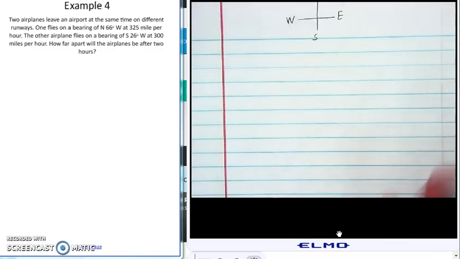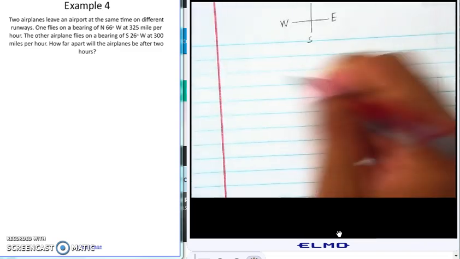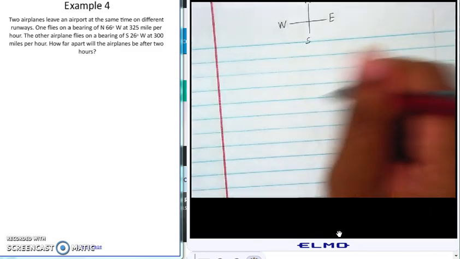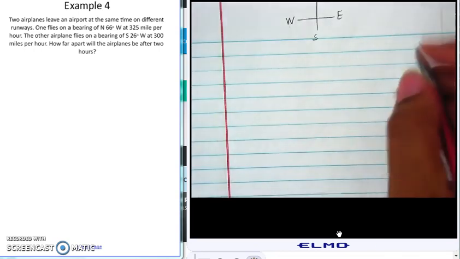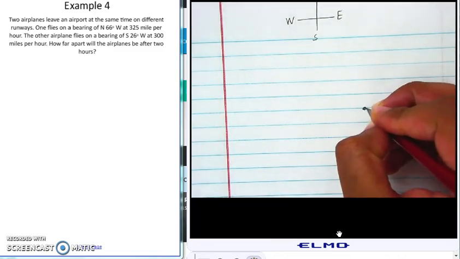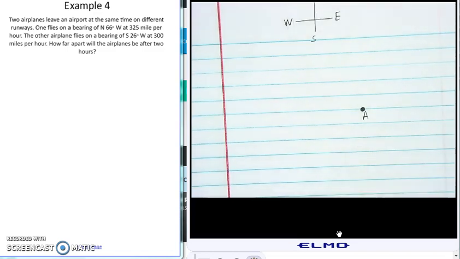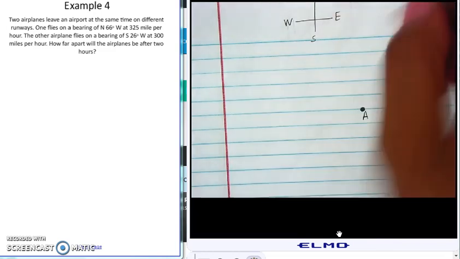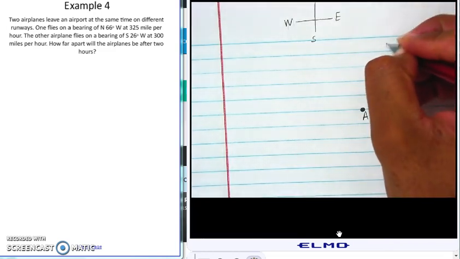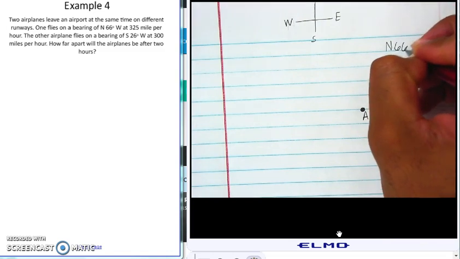Okay, so we said that it's going to go northwest and it's going to go southwest. So we're going this direction. West is that direction. So either direction, either north or south, we're going in this direction. So that means our airport's going to have to be somewhere over here on this side. We're going to call it A for airport. Get it? All right. So again, we're talking about cardinal directions with north 66 degrees west.